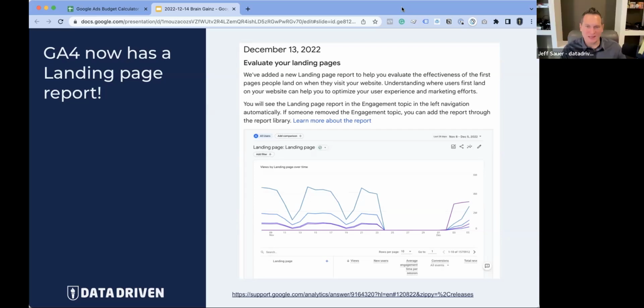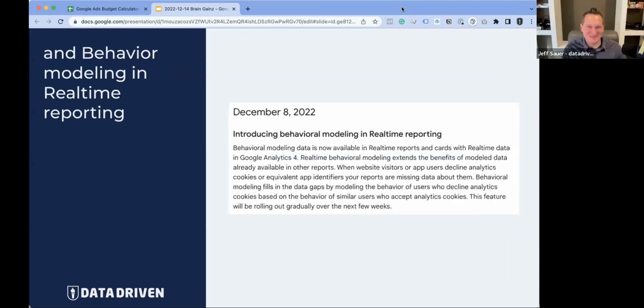Yeah, I haven't seen it yet either, but it says it will just show up in the engagement part of the report. So as long as you didn't mess with that like I did, you should get it. So reset the default reports. Yeah, exactly. And then another announcement is that there's going to be behavioral modeling and real-time reporting. So if that's important to you, awesome. That's exciting. Love to see these new updates rolling through.